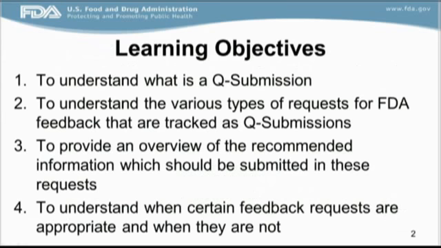The following 4 learning objectives will be addressed during this presentation. The first learning objective is to understand what a Q submission is, how to submit a feedback request to the FDA, and important reminders when making such a request. Next, you will gain a better understanding of the various types of requests for FDA feedback that are tracked as Q submissions. Third, I will provide you with an overview of the recommended information which should be submitted in these requests for feedback. And lastly, I hope to give you a better understanding of when certain feedback requests are appropriate and when they are not.